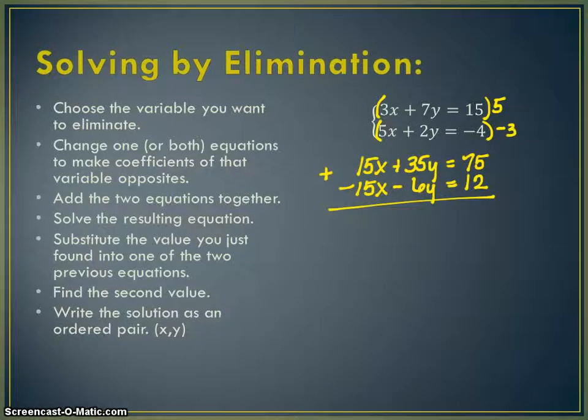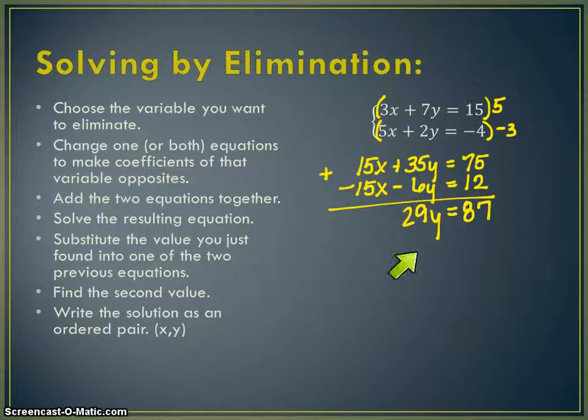When I add the two equations together, I simply add the x's together, add the y's together, and add the constants together over here. So 15x plus a negative 15x gives me the 0. That's where the variable eliminates. A positive 35y and a negative 6y are going to give me a positive 29y. And then 75 plus 12 over here will give me a positive 87.